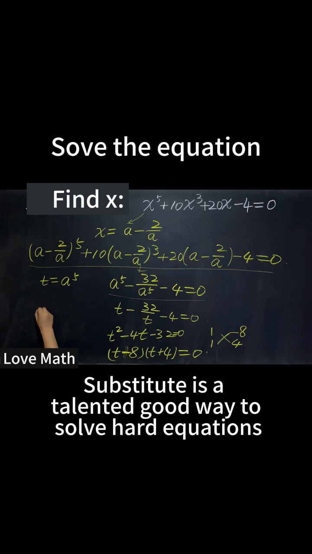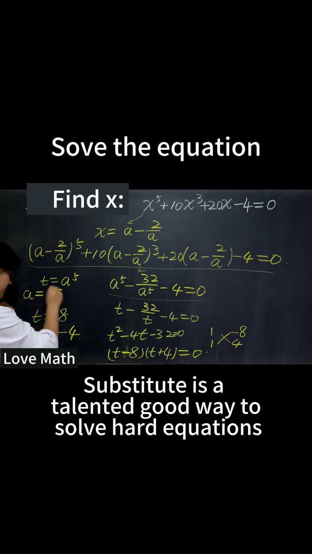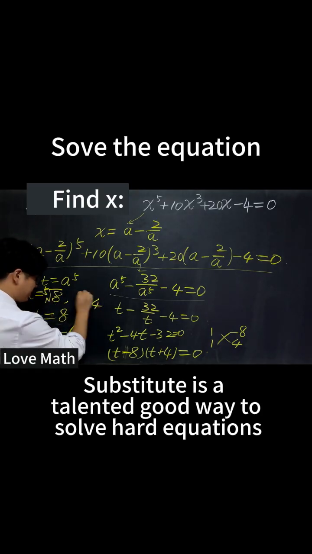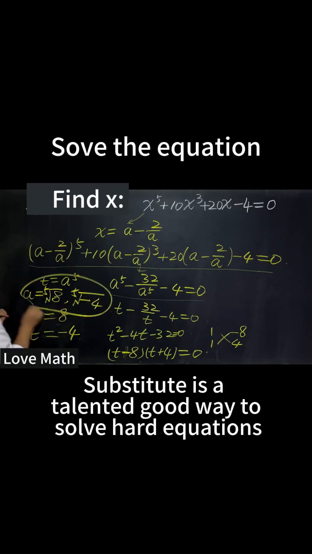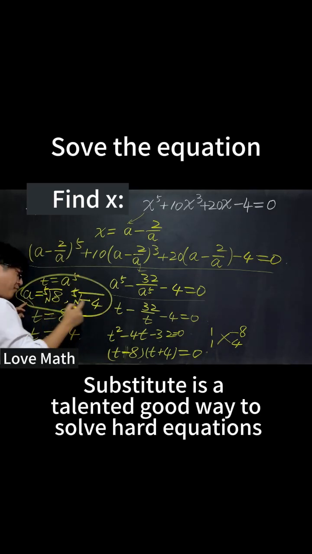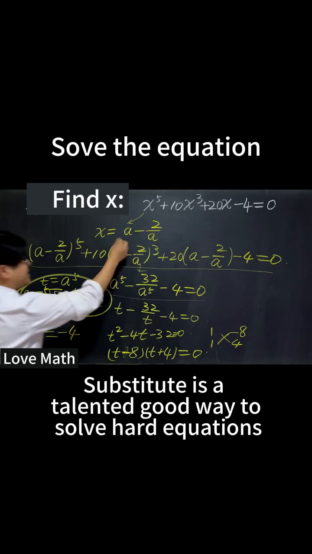Then for t, he solved and got two values. t is either equal to 8 or t is equal to negative 4, right? And isn't t equal to a to the fifth power? So he got a equals what? a equals the fifth root of 8. And what else did he get? There's also the fifth root of negative 4. So he got two answers. a equals the fifth root of 8 and the fifth root of negative 4.